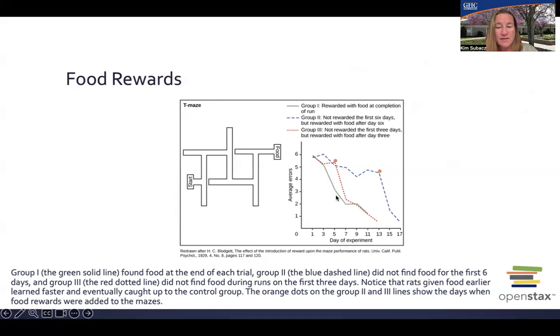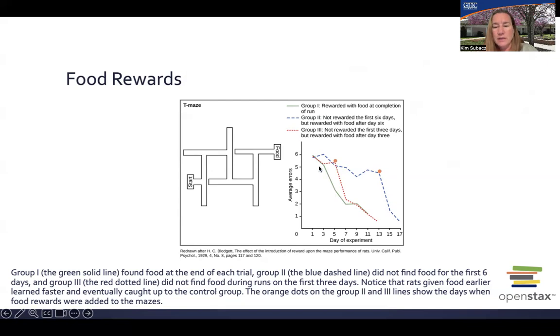But you can see by day 5 that drops down, because at the end they're getting food. So they got more incentive to get to the food faster, and they're making it with fewer errors. So you can see the number of errors drops by day 5. And this is the first group. Group 1 got food immediately on completion of the maze.